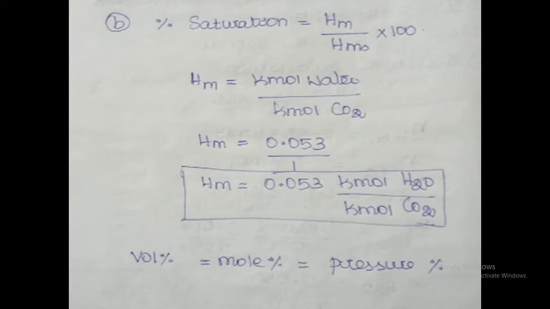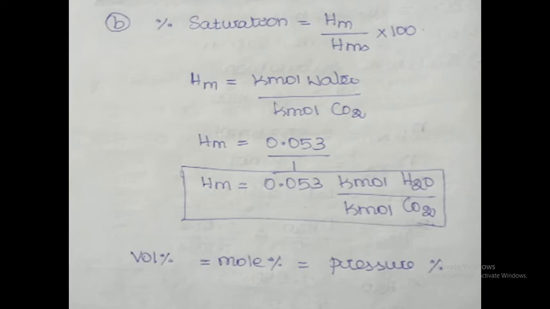So here we already have kilomole of water and kilomole of carbon dioxide. This is given data. Substitute here and find out the HM value. So the HM is 0.053. Unit of HM: kilomole of water per kilomole of carbon dioxide. Why? Because our system is a water carbon dioxide system. Water is the A component, carbon dioxide is the B component. So the HM is nothing but absolute molar humidity. Are you clear or not?